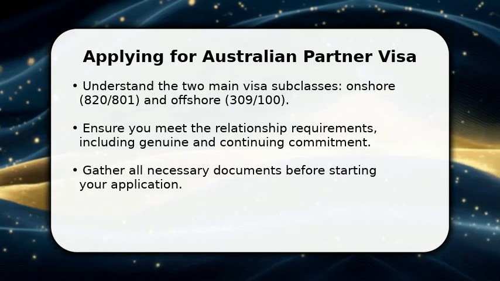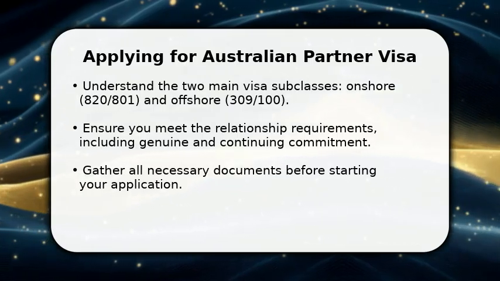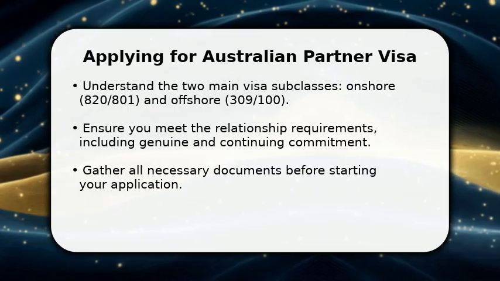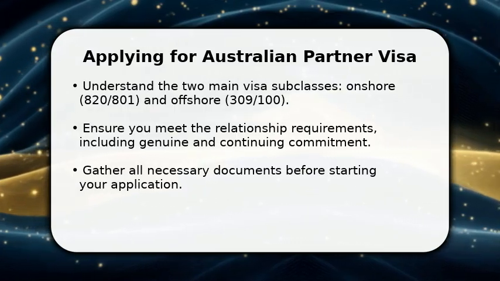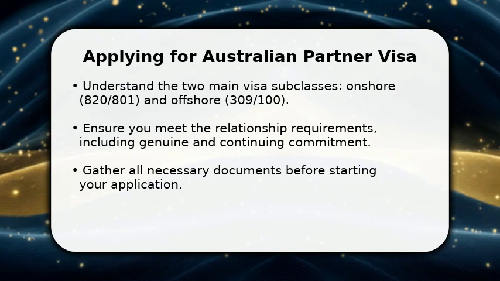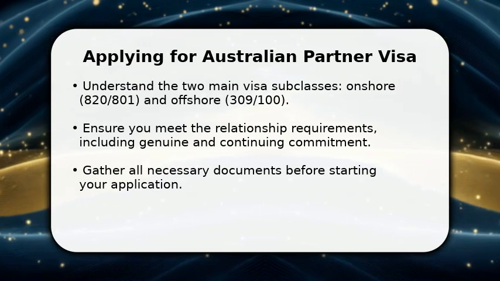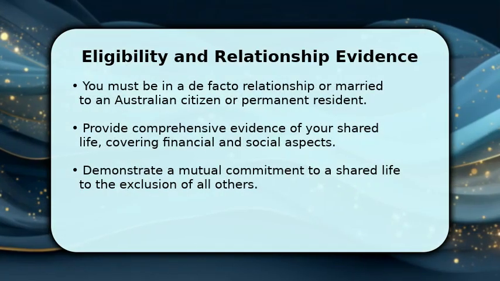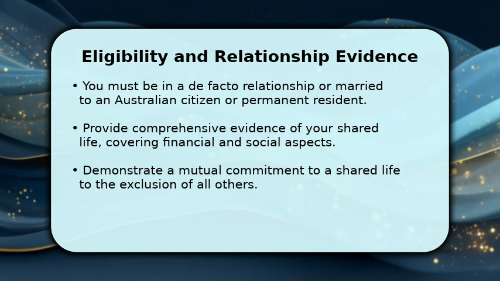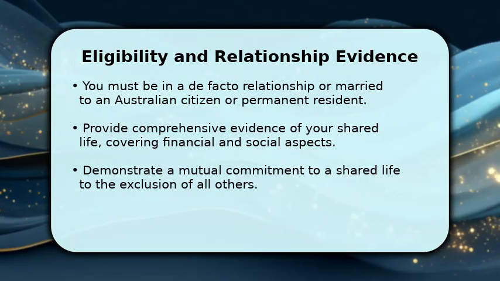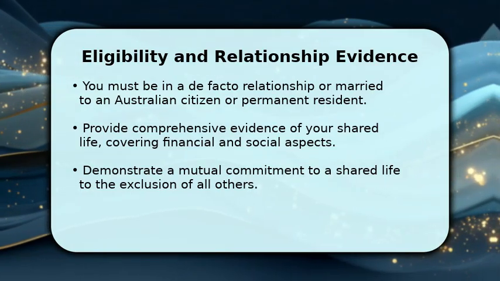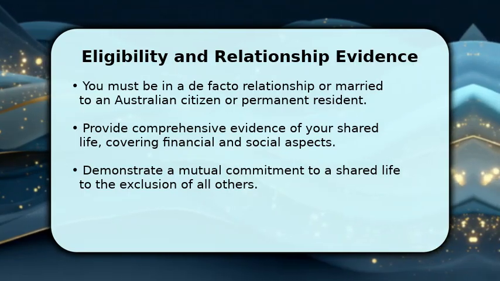It's crucial to understand the eligibility criteria for a genuine and continuing relationship. Gathering all required documents upfront will streamline your application process significantly. To be eligible, you must be either married to or in a de facto relationship with an Australian citizen, permanent resident, or eligible New Zealand citizen.